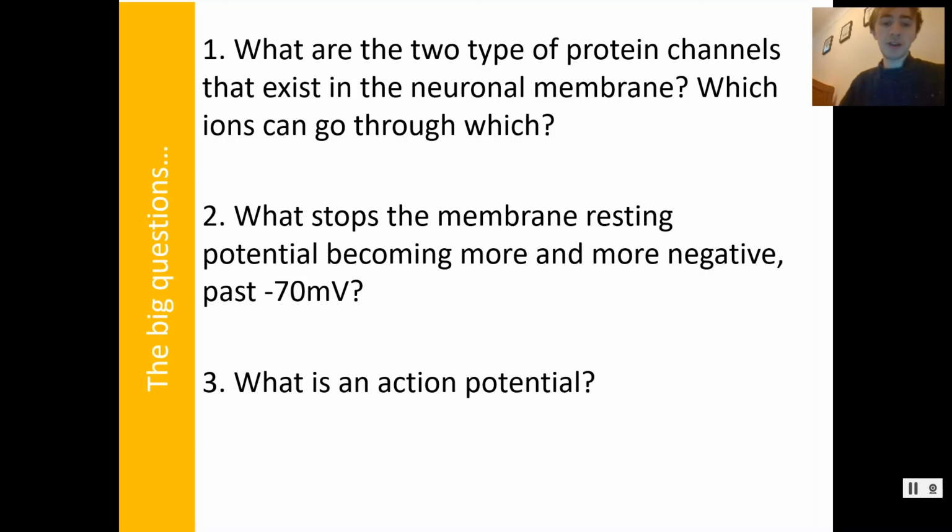What stops the membrane resting potential becoming more and more negative? Well, overall there's an electrochemical gradient, so the inside becoming negative attracts the potassium back inside again. And what is an action potential? It's a temporary reversal of that charge from negative inside to positive inside.